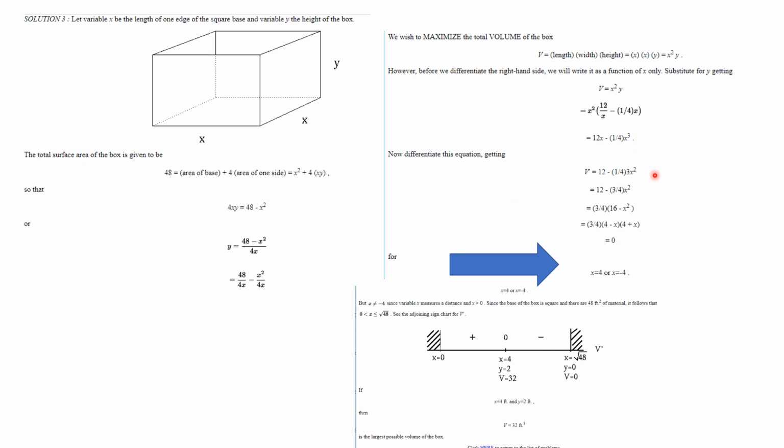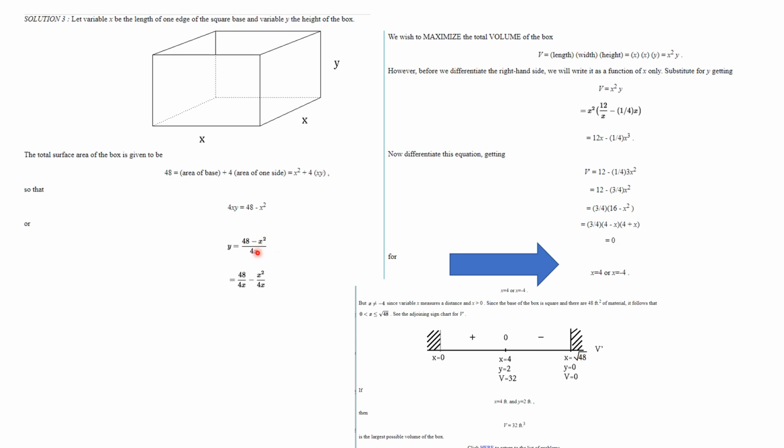So we take the derivative of that, and we will set the derivative of that equal to 0, and we see that x, when we factor that, we'll see that x is plus or minus 4, but the length can't be negative, so it's x equal 4, and I plug back in here to find out what y was, and y had to be 2.